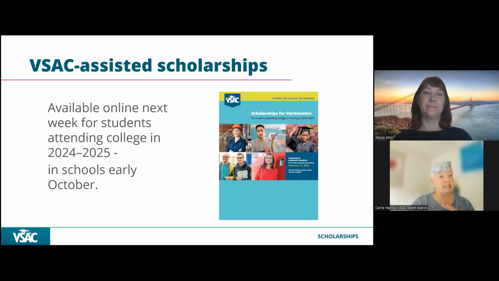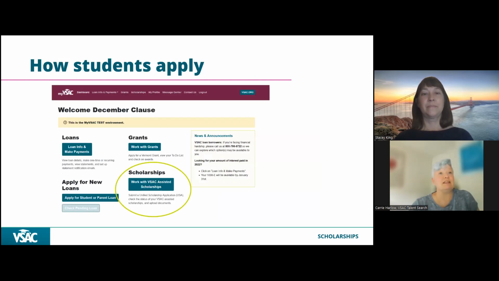So there is time. If people are still waiting to do the FAFSA and they're antsy, this is something they can do. They can research some of those scholarships and look into applying using that unified scholarship application. People will access the VSAC Unified Scholarship application the same way that they will the Vermont grant. They'll log into My VSAC. Instead of choosing Work with Grants, they'll choose Work with VSAC Assisted Scholarships.